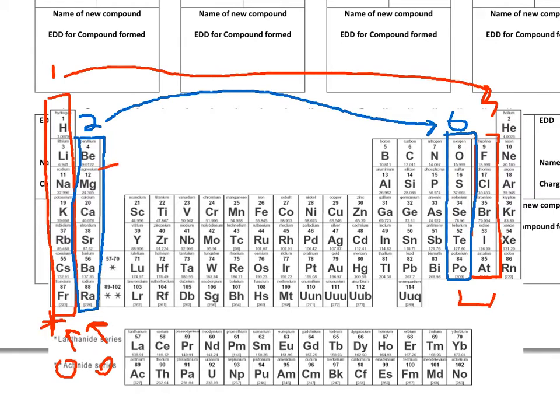It'll put a plus 2 on these over here, and that will put a negative 1 on these over here and a negative 2 on these over here when they accept the electrons. So that forms the charges, and then they would join together. So let's just practice this.